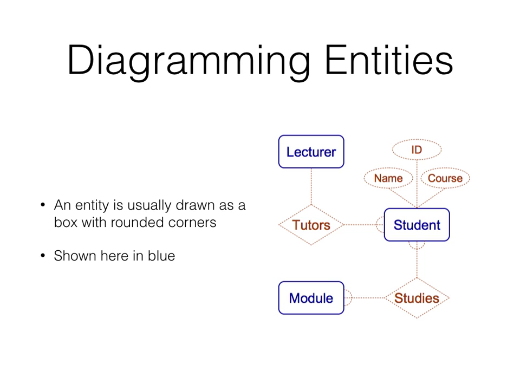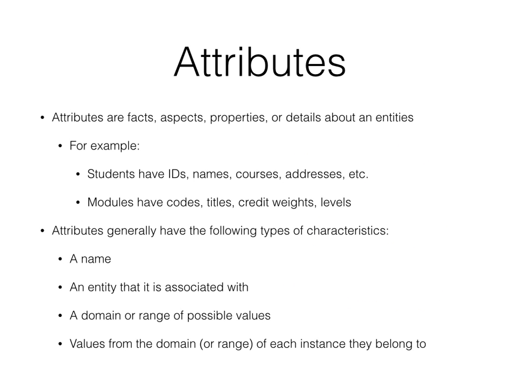Let's move on to talk about attributes and exactly what those things are. So attributes are facts, aspects, properties, or details about an entity. Like we've talked about before, this notion of attributes represents itself usually as fields. So for example, a record of a student has IDs, names, courses, addresses, address 1, address 2, city, state, zip, those are all separate fields. Another example is a module, like what's referred to here, might have a code, a title, how many credit weights, how many credits your class is, and different levels.